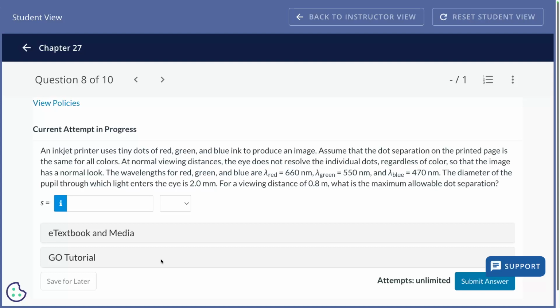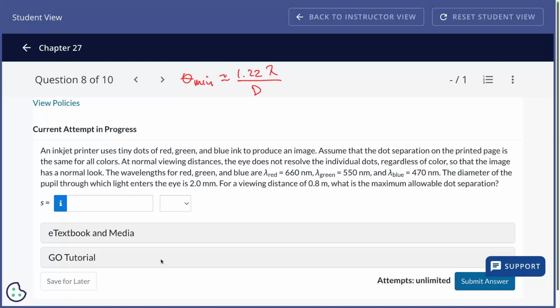Ooh, interesting. Okay. So they threw a lot of numbers at me, right? But dot separation, viewing distance, this is a resolution problem. So I'm going to contextualize this in the Rayleigh criterion resolution setup. For the Rayleigh criterion, the minimum angular separation is 1.22 lambda over d. Did I get that right? I think I did. Okay.